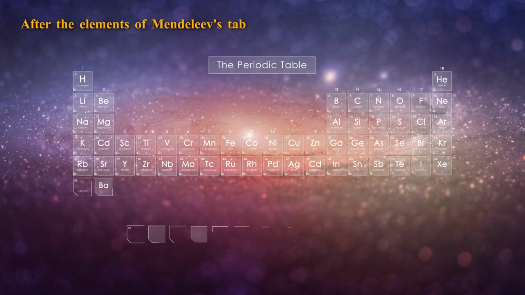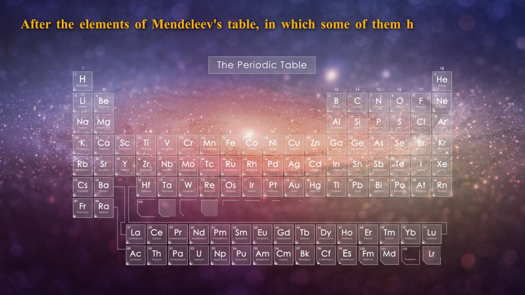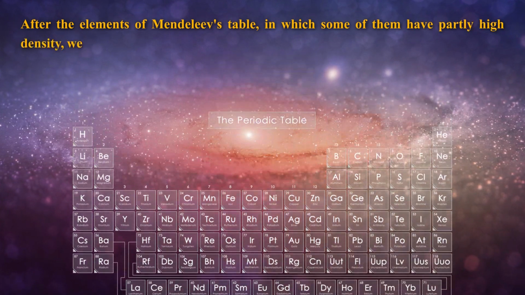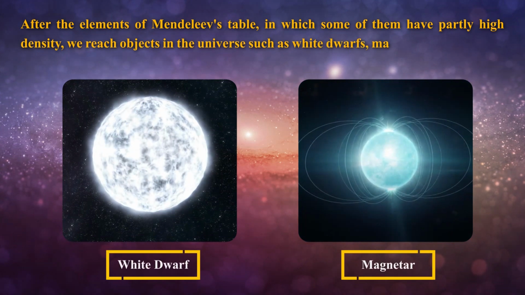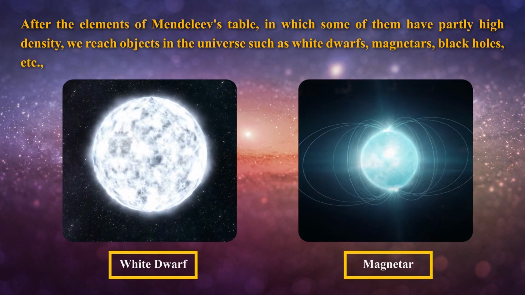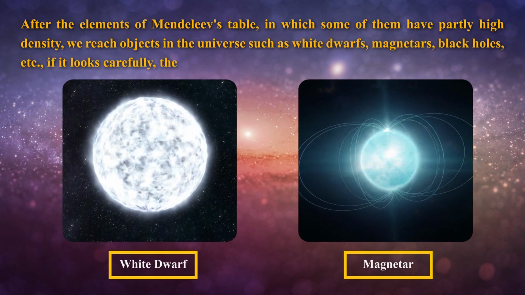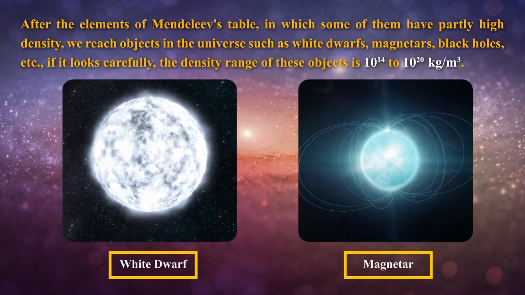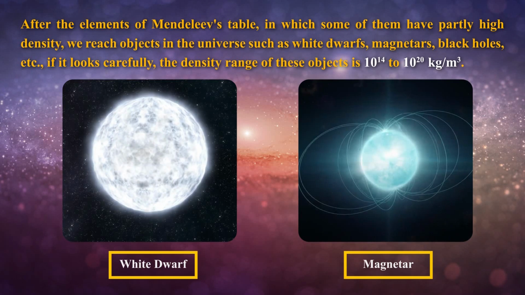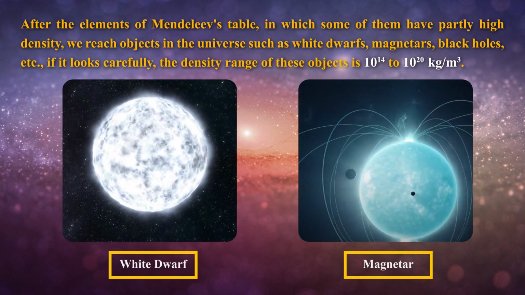After the elements of Mendeleev's table, in which some of them have partly high density, we reach objects in the universe such as white dwarfs, magnetars, black holes, etc. If we look carefully, the density range of these objects is 10 to the power of 14 to 10 to the power of 20 kilograms per cubic meter.